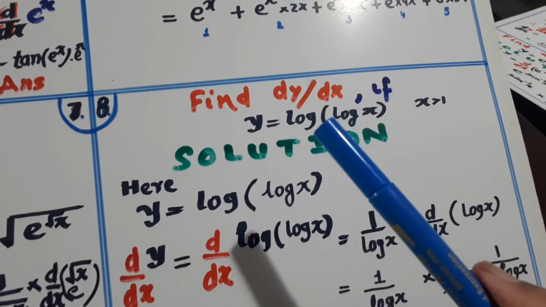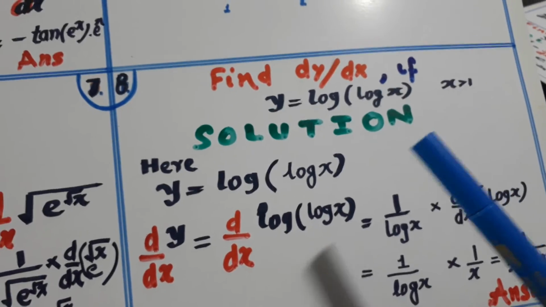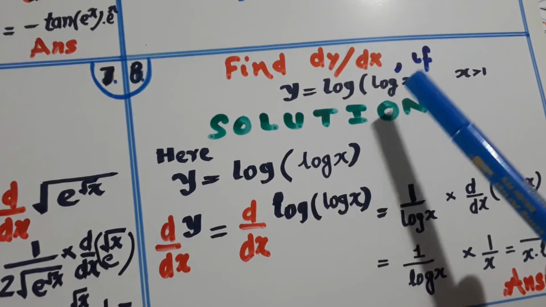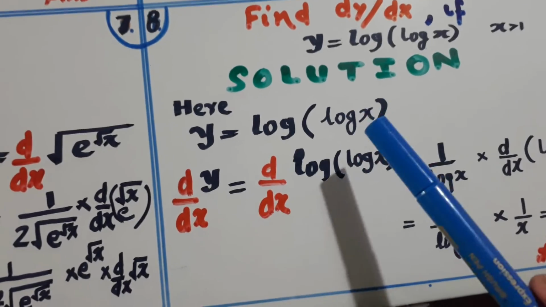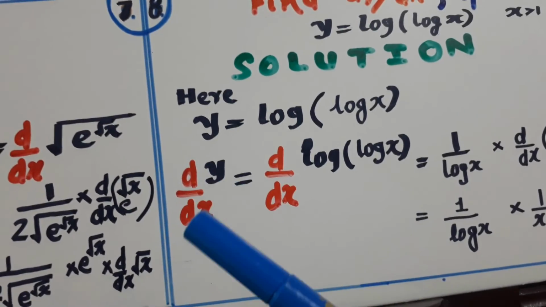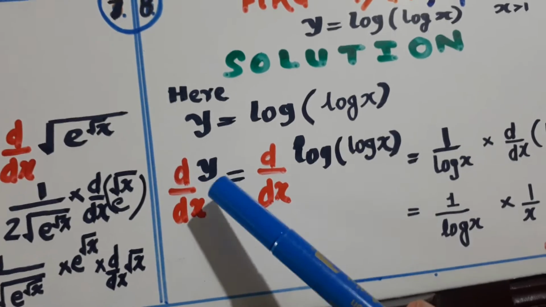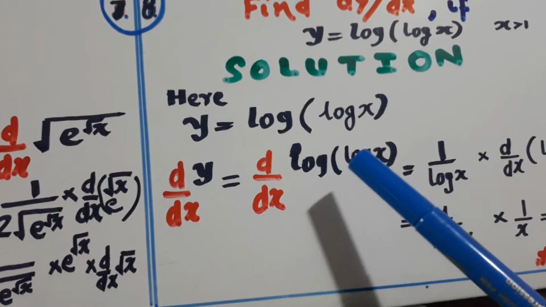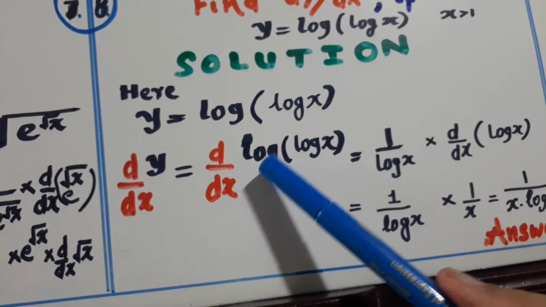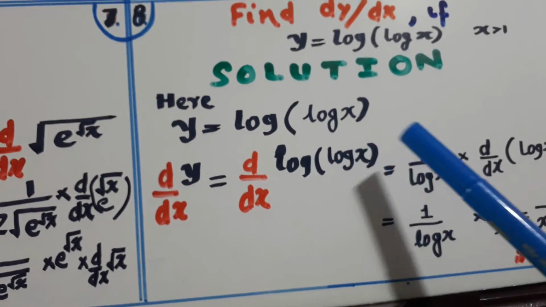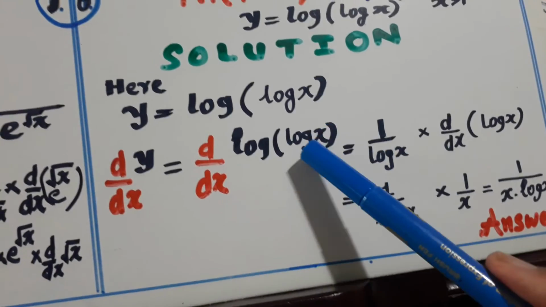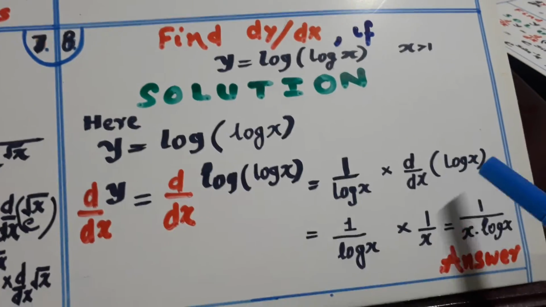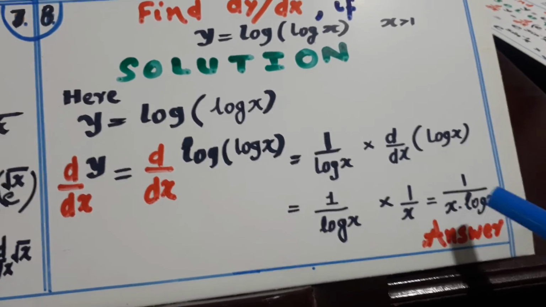Now let us go to question number 8. Y is equal to log of log x, x is greater than 1. It has to be positive. Now y is equal to log of log x. So take ddx of both sides. So ddx of y is equal to ddx of log of log x. First of all, this one is log. You have to say log fire 1 over fire. So it will be 1 over log x. Then inside, the derivative of log x is 1 over x. So the answer comes 1 over x log x.